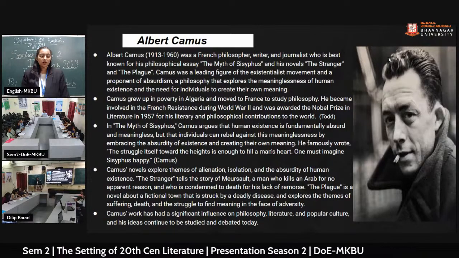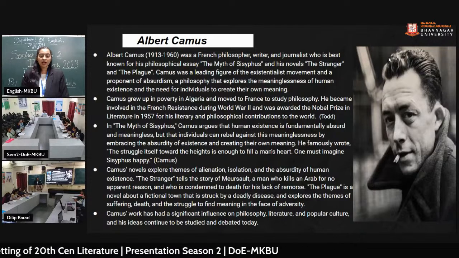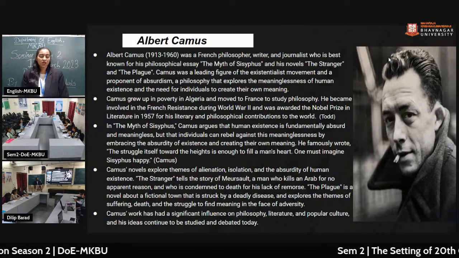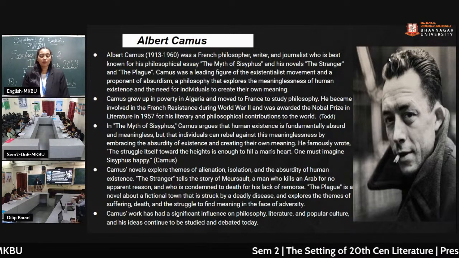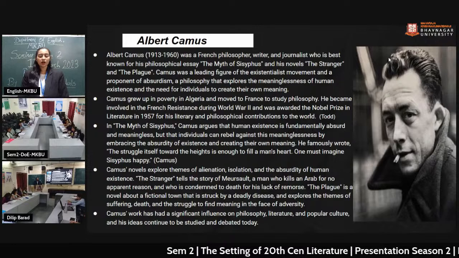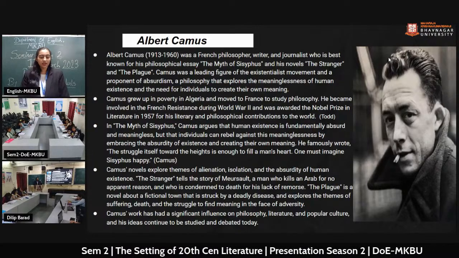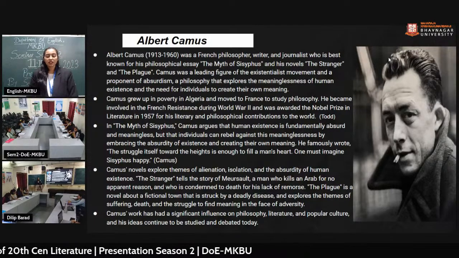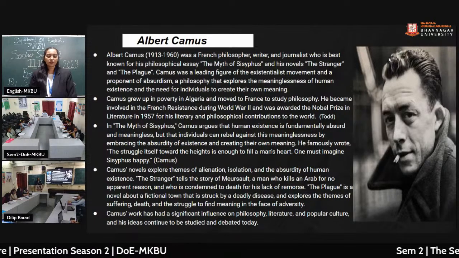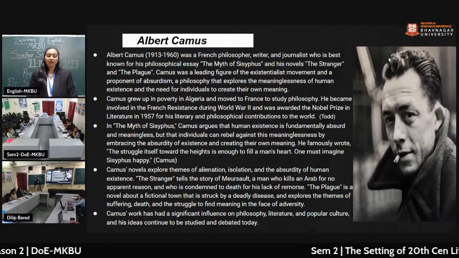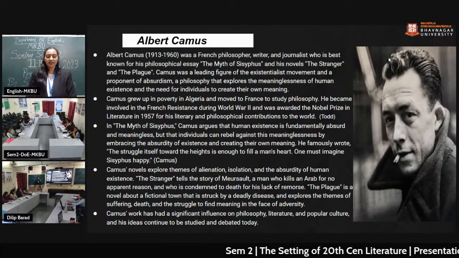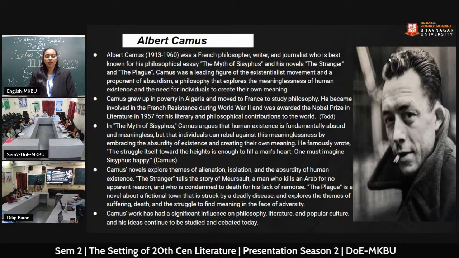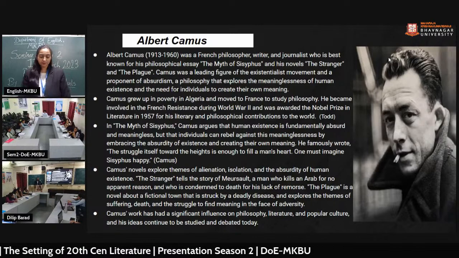Camus' novels explored the themes of alienation, isolation, and the absurdity of human existence. The Stranger tells the story of Meursault, a man who kills an Arab for no apparent reason and who is condemned to death for his lack of remorse. The Plague is a novel about a fictional town that is struck by a deadly disease and explores the themes of suffering, death, and the struggle to find meaning in the face of adversity.